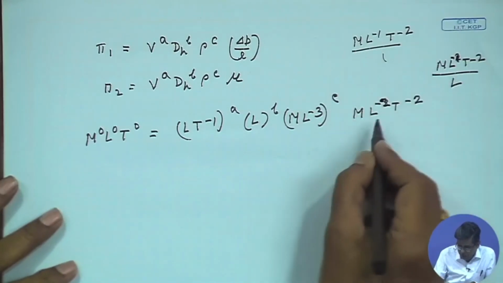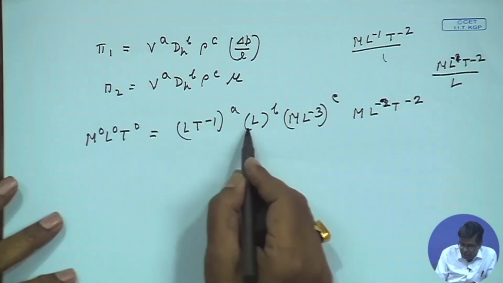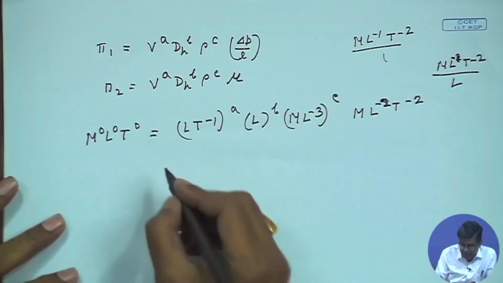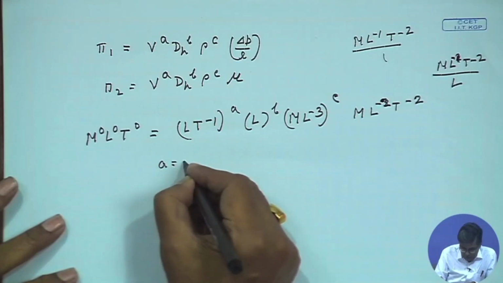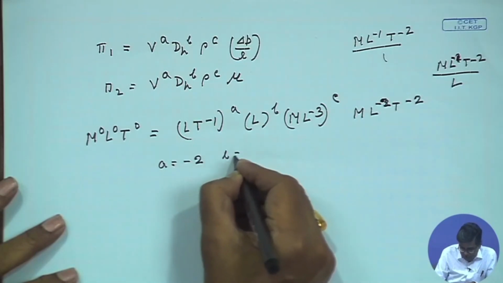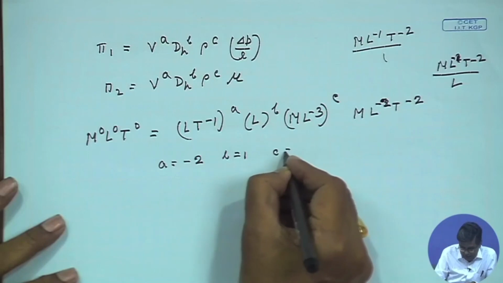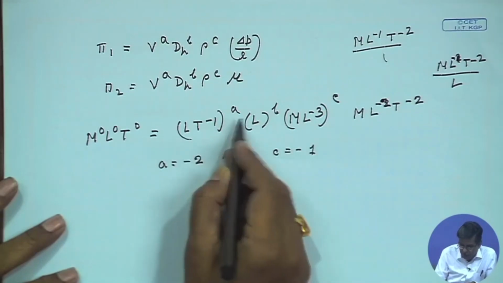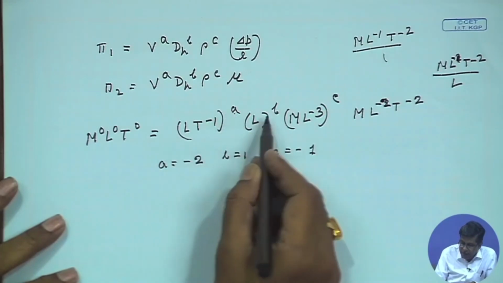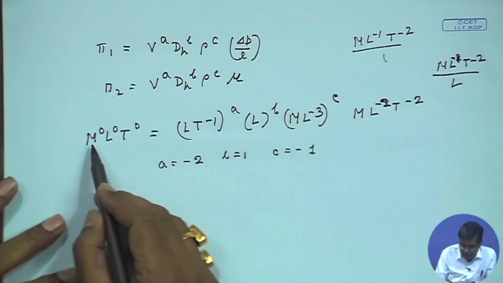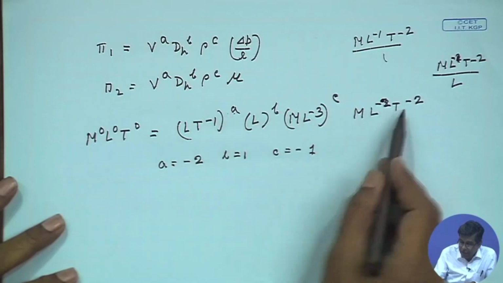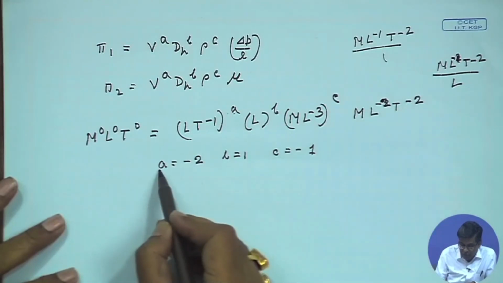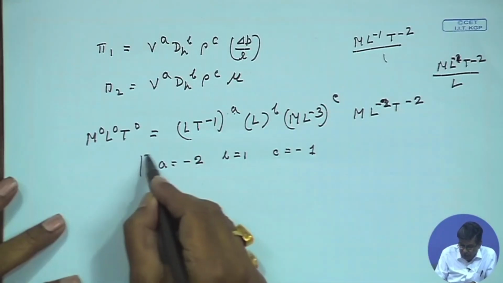If we now equate the L, M and T indices, we get A equal to minus 2, B equal to 1 and C equal to minus 1. For L, A plus B minus 3C is equal to 0. Similarly, for T, minus A minus 2 is equal to 0, so A is equal to minus 2. This way you get this.